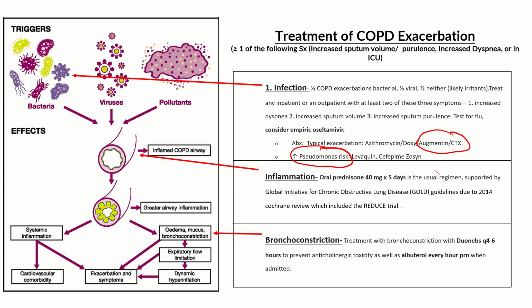Everyone gets oral prednisone as well. Five days is routine, and then treat their bronchoconstriction with something like DuoNebs q4-6 and albuterol more often.